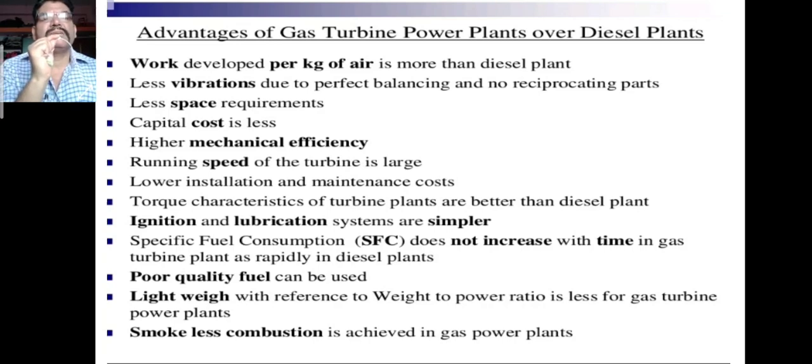Specific fuel consumption, that is SFC, does not increase with time in a gas turbine plant as readily as in the diesel plant. Poor quality fuel can be used. The weight to power ratio is less for gas turbine power plants, so they are lightweight. Smokeless combustion is achieved in the gas power plant.